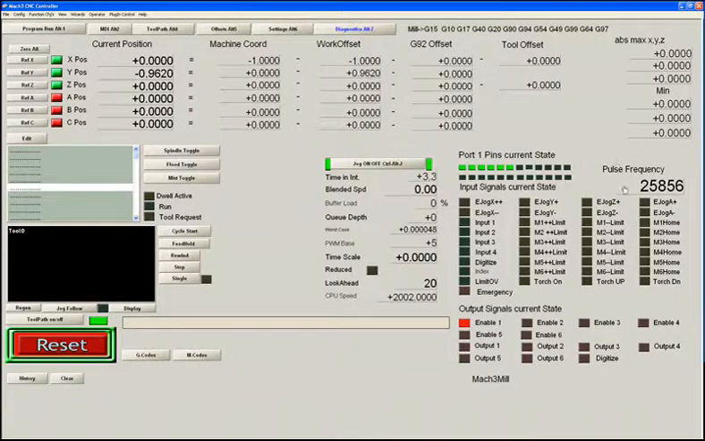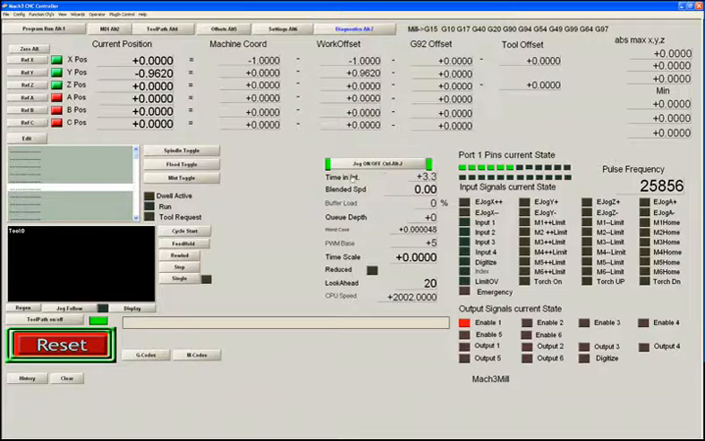You notice my pulse frequency is 25,856. That's typical for my system, and it can vary. Some people will have 24,111, other people will have 28,600. But it should be fairly stable. As you can see, mine is not moving at all. It is locked constantly on 25,856. It's a very stable system.